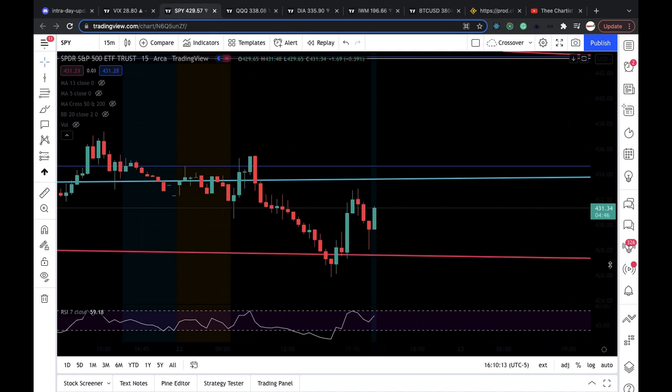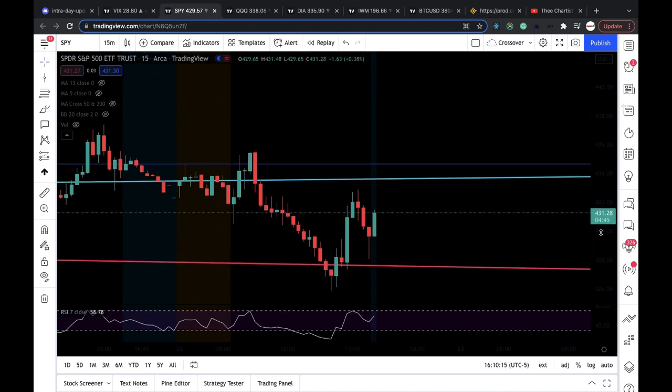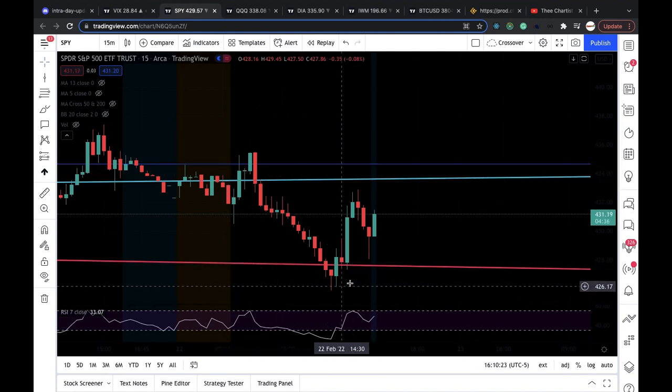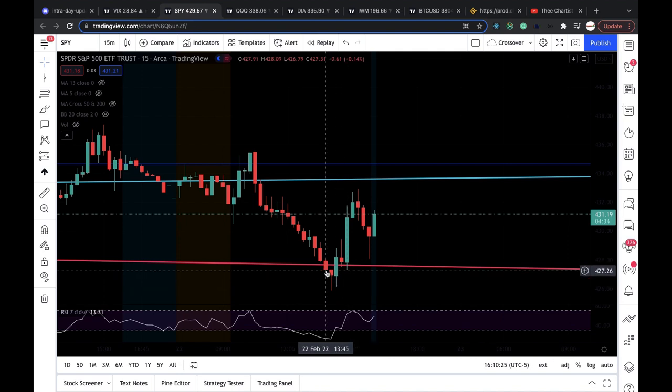So yeah, that's pretty much the day. As you can see here, Bulls got trapped up here, Bears got trapped down here. So it's a pretty trappy day, tough to trade.